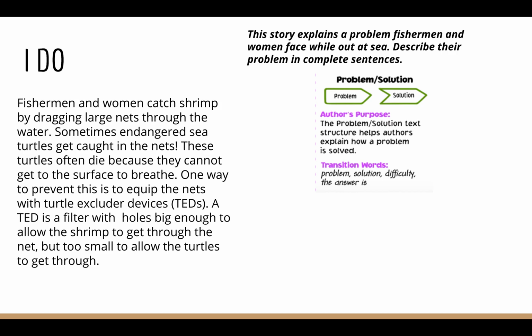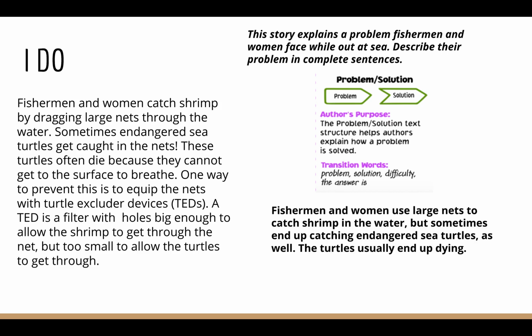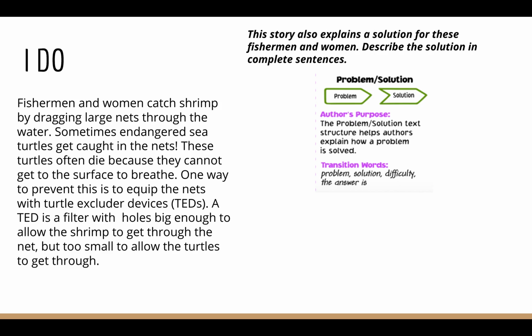So the instructions say to describe the problem from this nonfiction text. I wrote, fishermen and women use large nets to catch shrimp in the water, but sometimes end up catching endangered sea turtles as well. The turtles usually end up dying. So here I'm describing the problem again in complete sentences, using text evidence, but kind of putting my own spin on my answer. I'm rewording it in my own words.